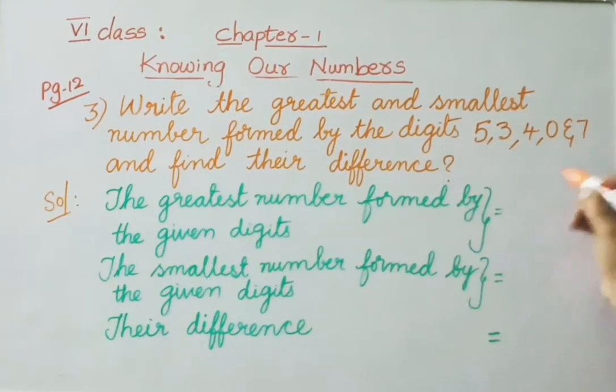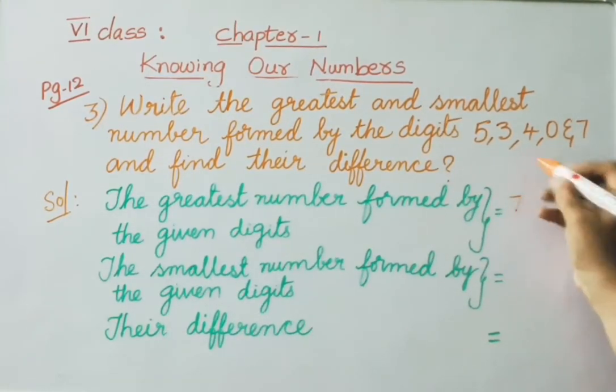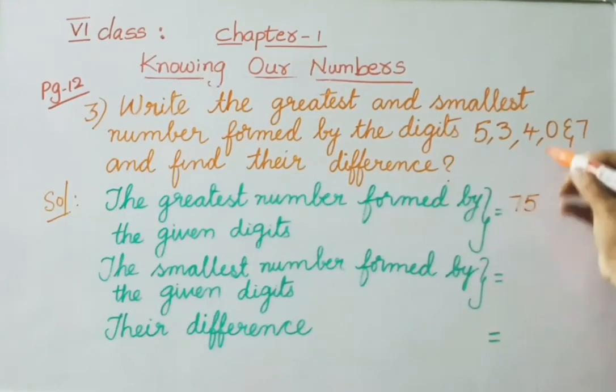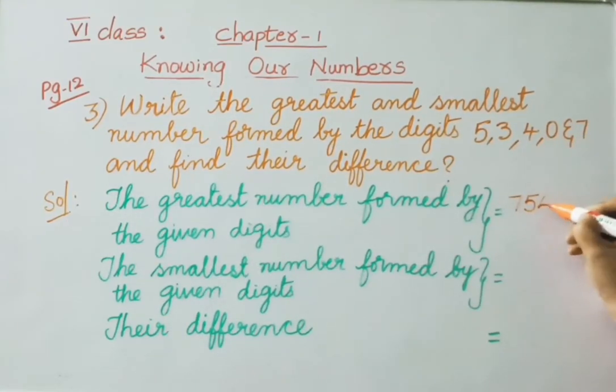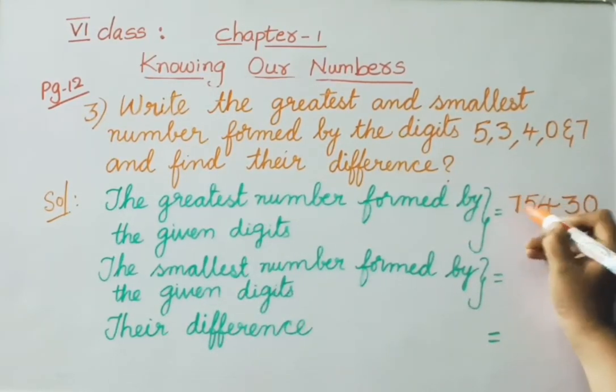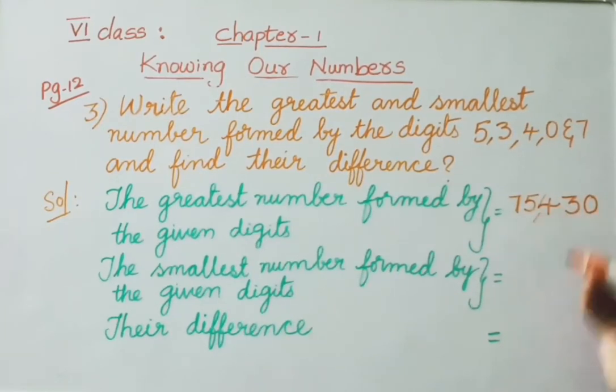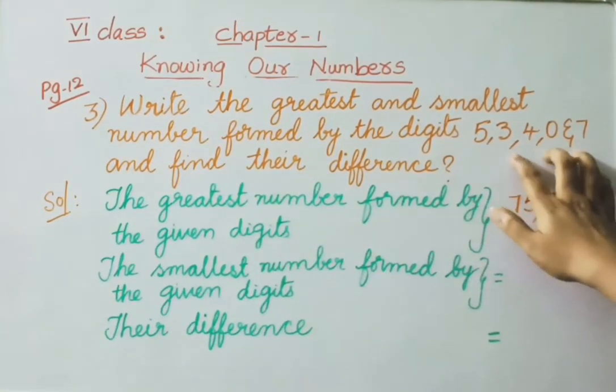So the highest digit here is 7, then after 5, next 4, next 3, then after that the least one, 0. So the highest number we can form by using the digits is 75,430. See now the smallest number formed by the given digits. So what is the smallest number we can form by using these digits? Among all these 5 digits, which is the smallest one?